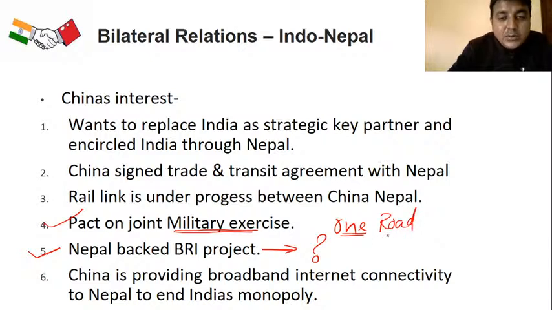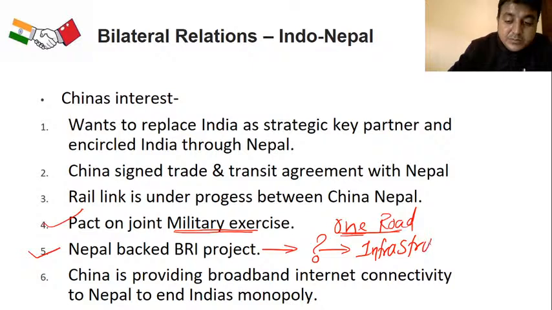One Road, One Belt policy. What is this policy? One road, one port. This policy was basically to develop infrastructure. This BRI project is basically to develop infrastructure in the form of roads, railway networks, ports and all. And Nepal supported this.